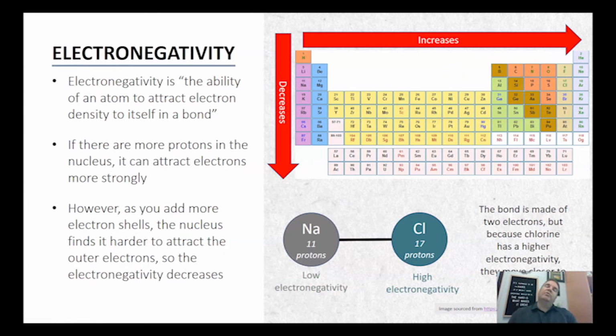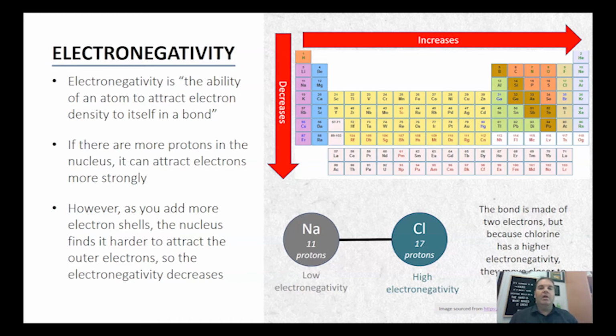Electronegativity is something that we say is the ability of an atom to attract electron density to itself in a bond. This will make a lot more sense when we go into the next topic, where we look at polarity in bonds and what happens particularly with covalent bonds. It's the ability of an atom to attract electrons to itself in a bond. This comes down to how easily the nucleus in the middle can pull electrons in those outer shells. If there are more protons in the nucleus, it can obviously attract electrons more strongly. However, as you increase the number of electron shells, the nucleus finds it harder to attract the outer electrons.